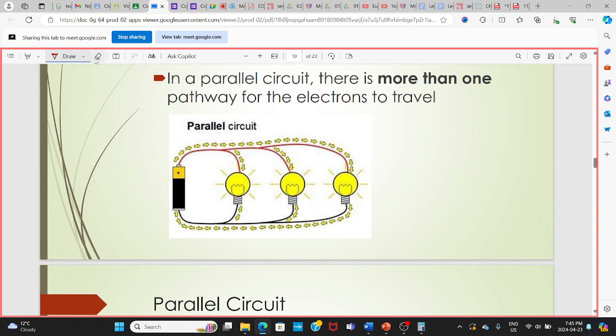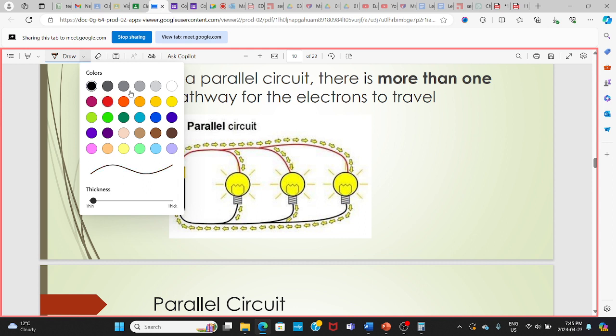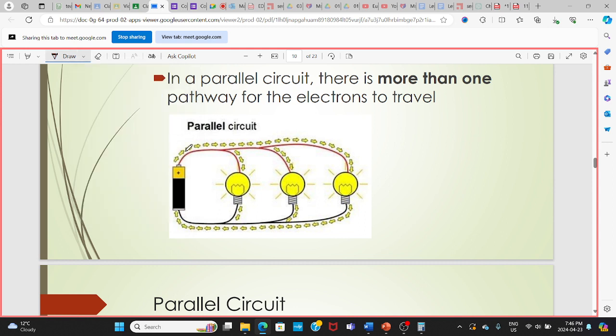I'm gonna draw something. So this is the voltage across the battery. We call it V total, V total or V battery. And I call the voltage across this light bulb V1. The voltage across this light bulb is V2, and here I call this voltage V3.